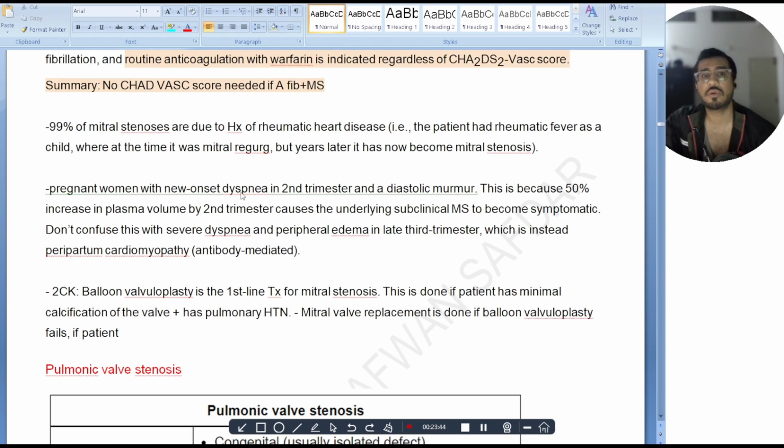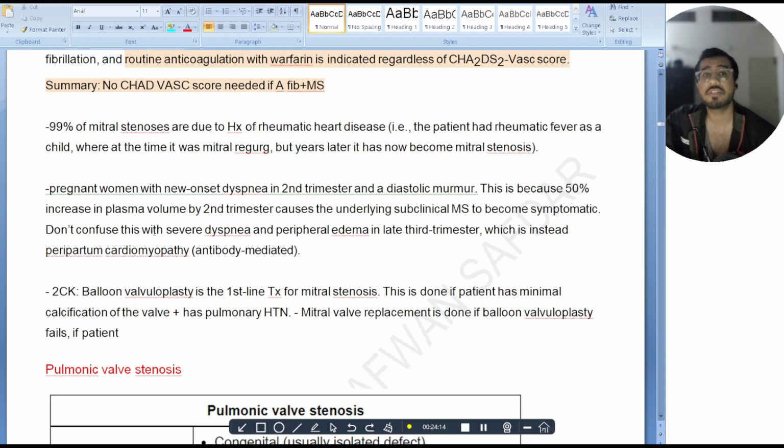Pregnant woman with new onset dyspnea in the second trimester and a diastolic murmur. This is really high yield. That's why I've also added it in the notes. So this is a high yield question. Pregnant woman with new onset dyspnea in the second trimester, especially when the requirements become really high and the circulation is hyperdynamic, and a diastolic murmur at the apex. You know what it is. This is because a 50% increase in plasma volume by the second trimester causes the underlying clinical mitral stenosis to become symptomatic.